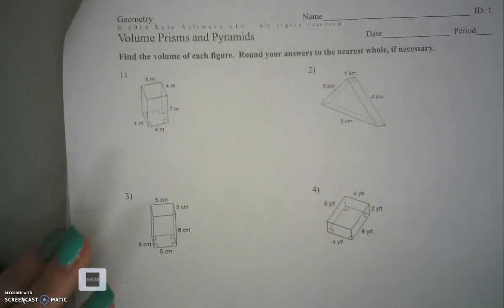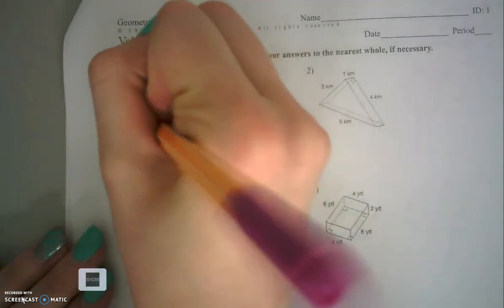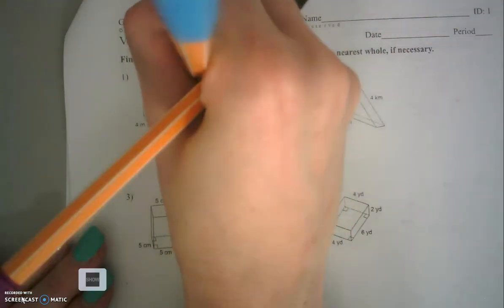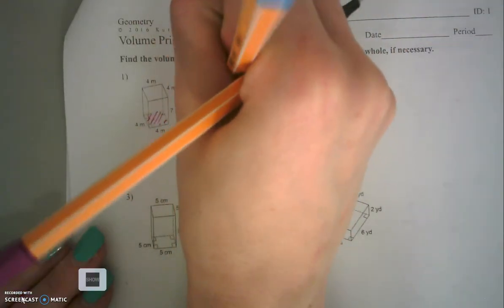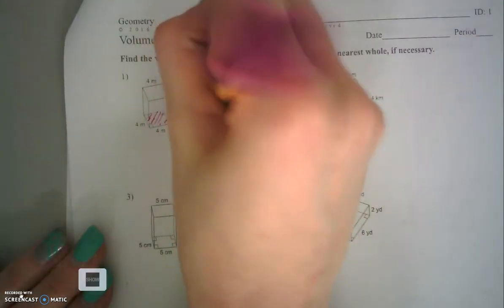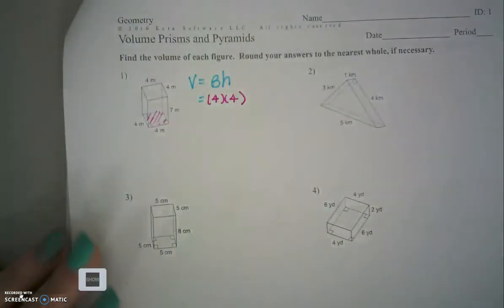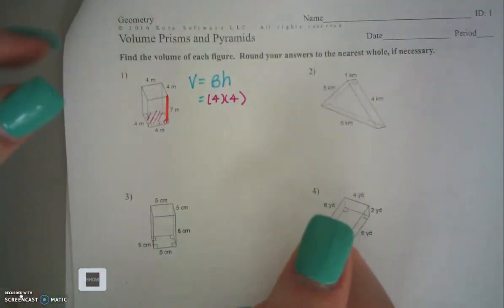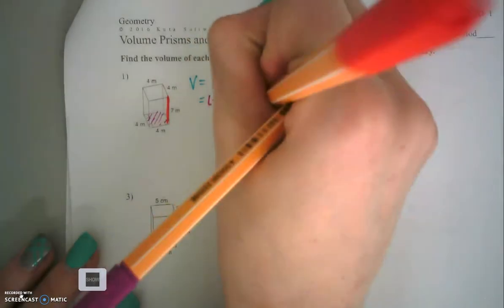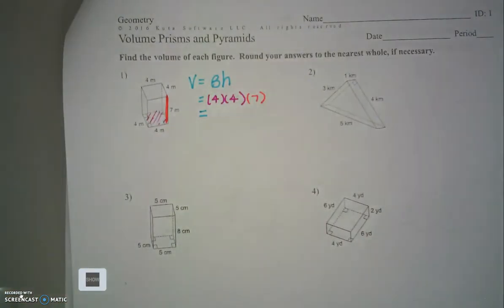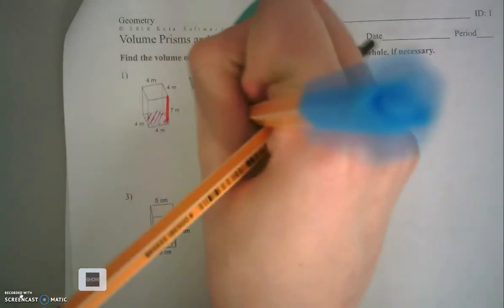Here's a prism, and here's the base of my prism. Okay, so I know that for a prism my volume is equal to my base times my height. So I'm going to have my base, 4 times 4, times the height. Okay, how am I bumping this square up? Times 7. And so if we place this in our calculator, we get 112 meters cubed.